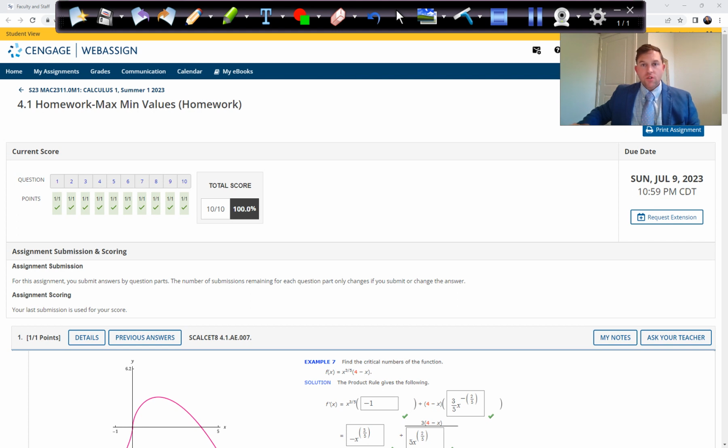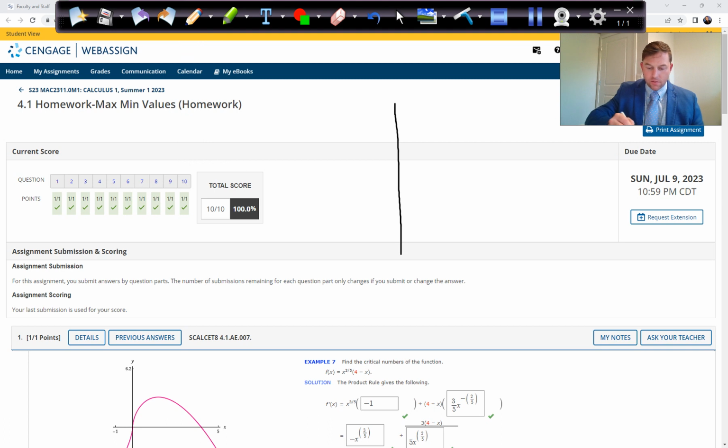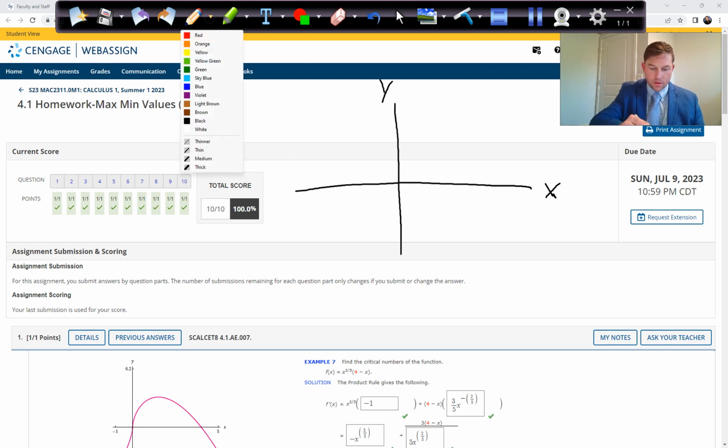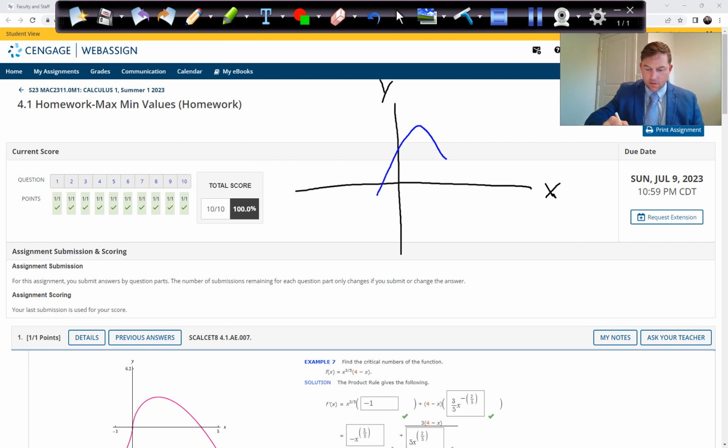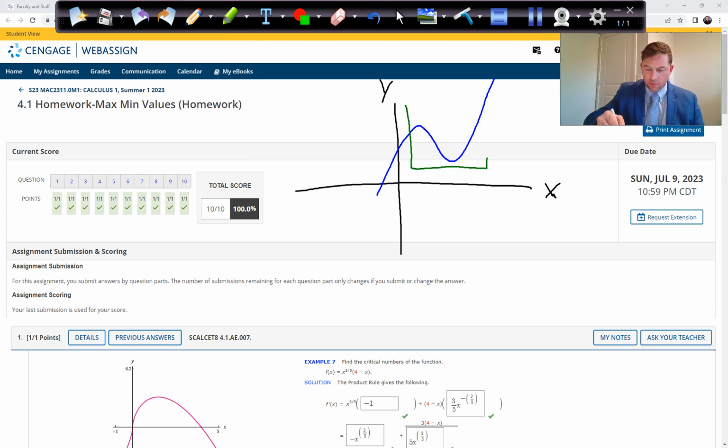In Chapter 4, Section 1, we'll look at maximum and minimum values to include global maximums, global minimums, and local maximums and local minimums. So just to give us an idea, let's say we have a curve and let's just say it looks like this. Well, what we're going to do is zoom in on a portion. So we're going to say, okay, let's look from here to here. And we're going to call this A and this B.